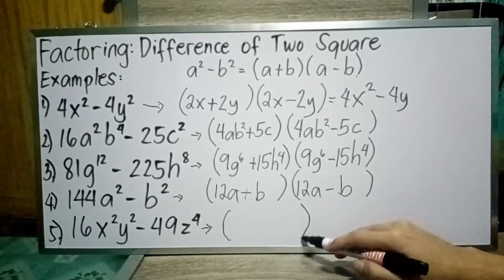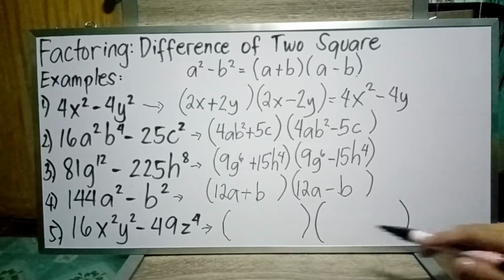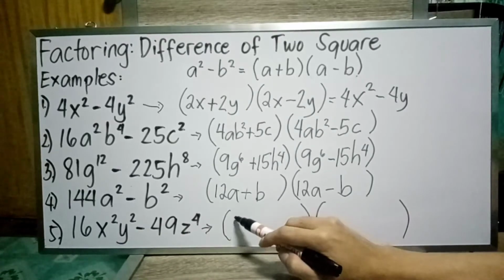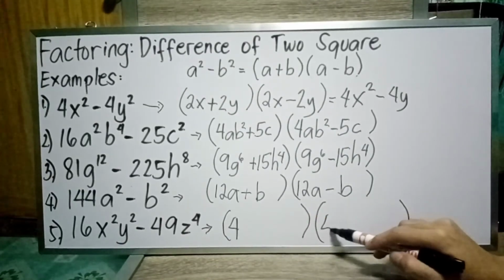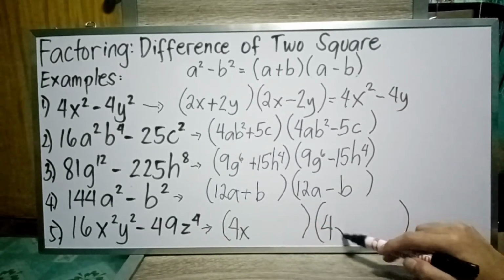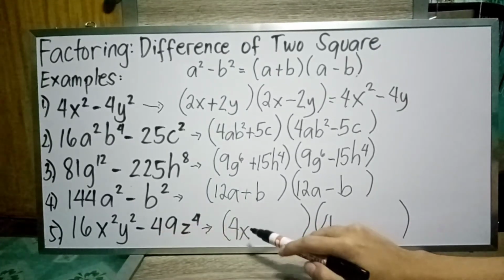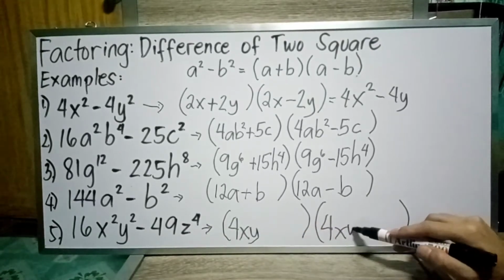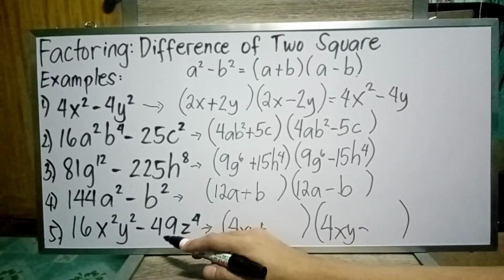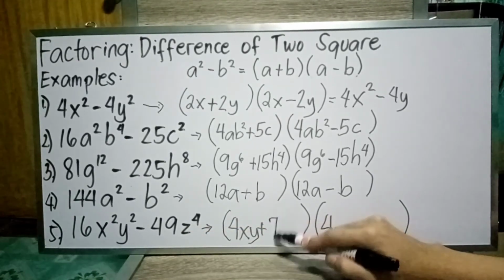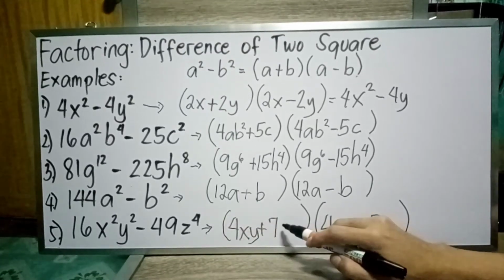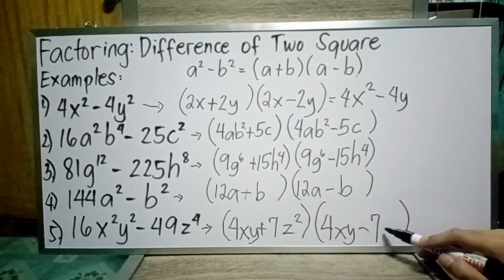Following again the formula, we're going to do the parentheses right away. So what is the square root of 16? Okay, that is 4. 4. Then x squared, that is x here, y squared, that is y, then plus minus the square root of 49, correct, that is 7, then z to the 4th, that is z squared.